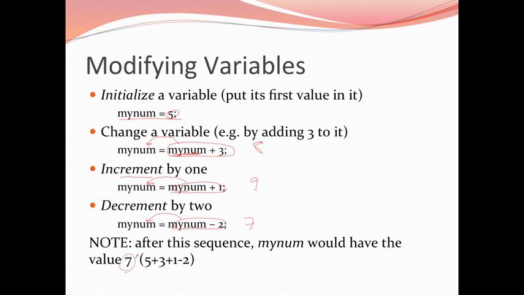So 7 would be the result of this sequence if we initialized and then changed by adding 3 and then incremented by 1 and then decremented by 2. So you can keep changing the value of a variable.